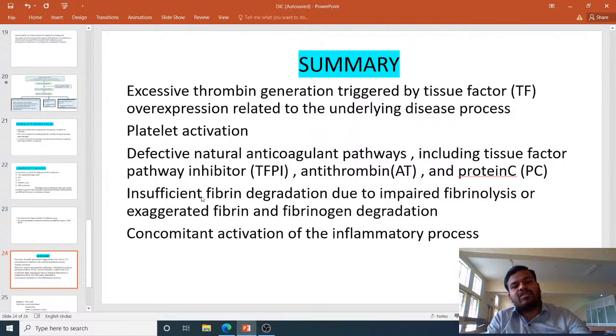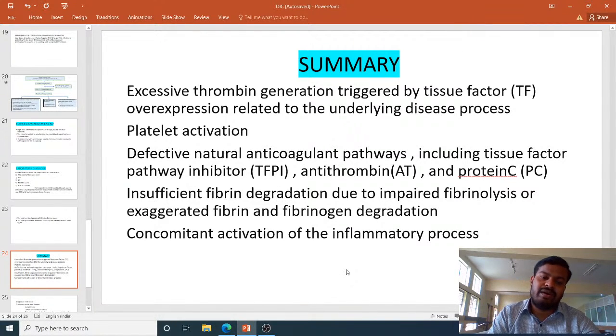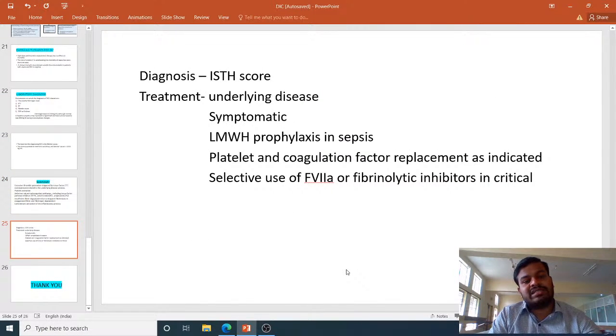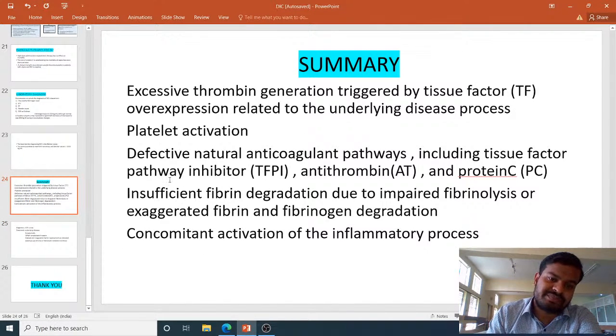So summarizing, there is excessive thrombin generation triggered by tissue factor overexpression related to the underlying disease process, platelet activation, and defective natural anticoagulant pathways including tissue factor pathway inhibitor, antithrombin and protein C, and insufficient fibrin degradation due to impaired fibrinolysis or exaggerated fibrin and fibrinogen degradation, and concomitant activation of the inflammatory process. Diagnosis is on the ISTH score, and treatment of the underlying disease, symptomatic treatment, and low molecular weight heparin prophylaxis in sepsis, platelet and coagulation factors replacement as indicated. A selective use of factor 7A or fibrinolytic inhibitors is critical. So these are the salient features of how the process of DIC takes place.